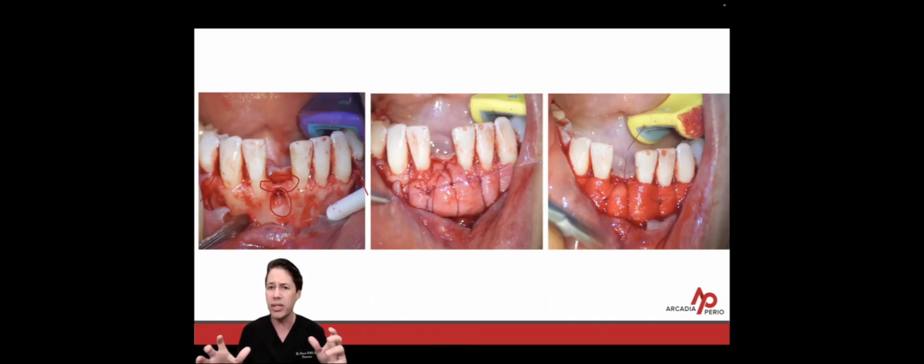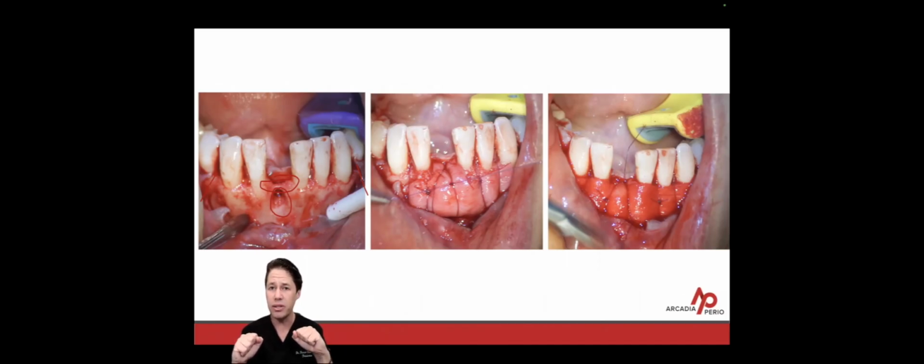So, two components to the augmentation itself. We're going to do a resorbable membrane tacked with Meisinger tacks. I'm going to use a mineralized cortical graft. I'm going to pin the membrane down at the apical portion. I'm going to pack my bone in. I'm going to take that membrane and I'm going to tuck it to the lingual aspect.